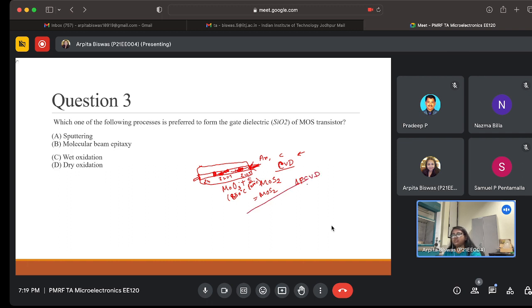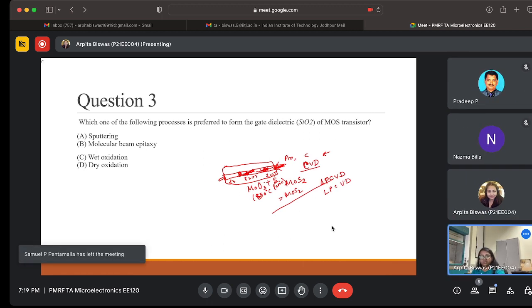And there is also low pressure chemical vapor deposition. This is a deposition technique. And then there is also plasma enhanced chemical vapor deposition. Have you heard about this plasma enhanced chemical vapor deposition technique, Pradeep?